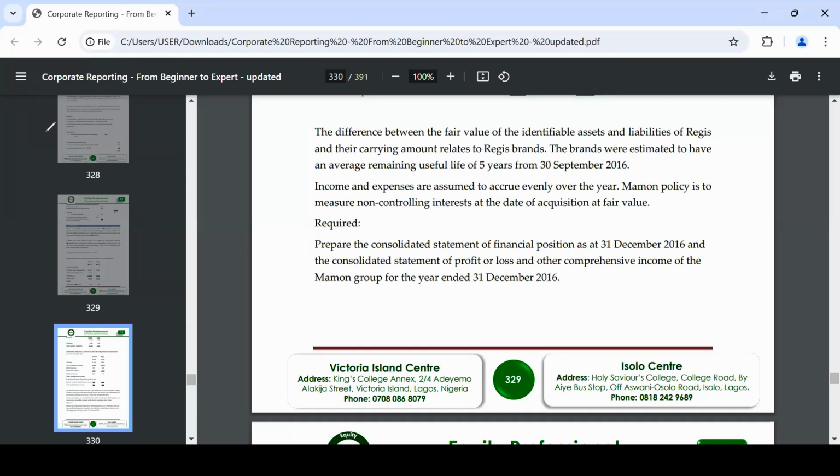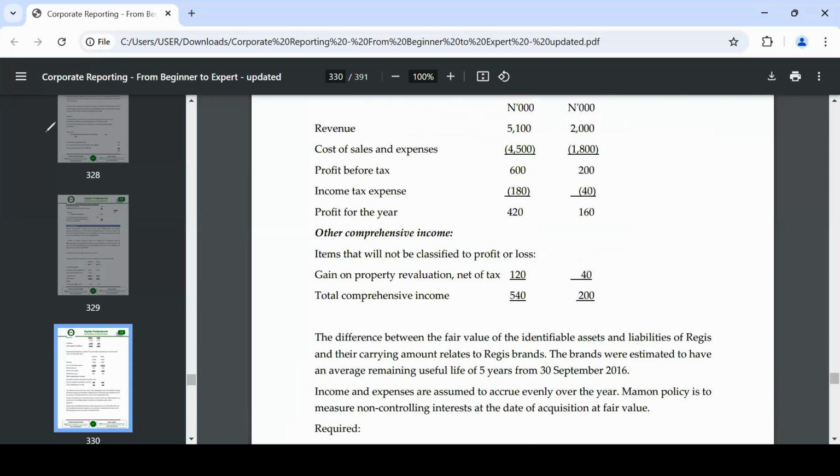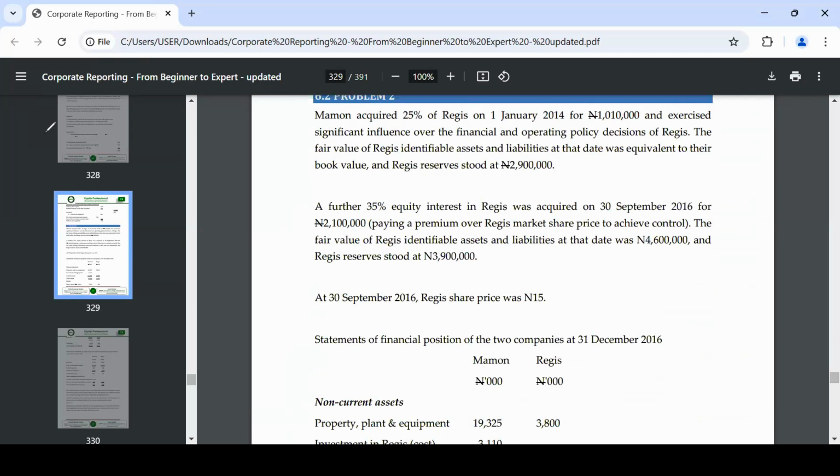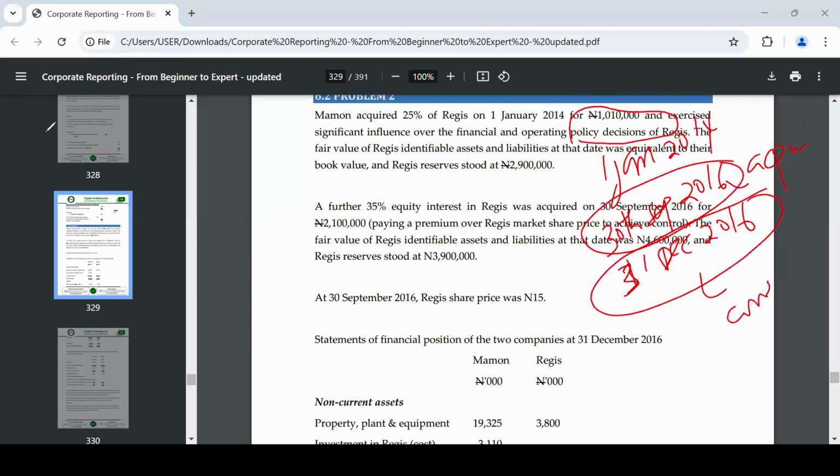Now, I said the other time that when they mentioned here, second paragraph, that we paid a premium over Regis's market share price, it means we are likely going to have a fair value adjustment, because this market price is a fair value on its own. Do you agree with me? The market share price is a fair value. I ought to have paid 15 naira multiplied by the number of shares that I acquired.